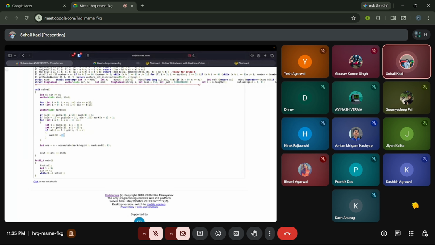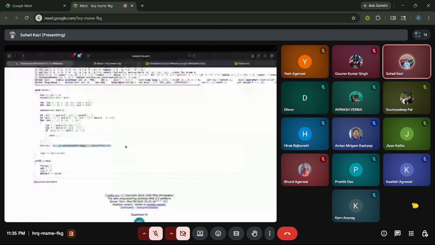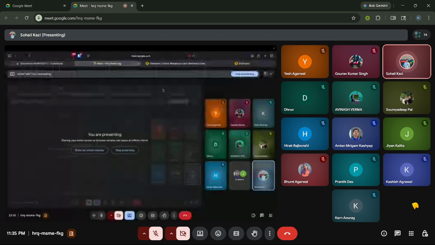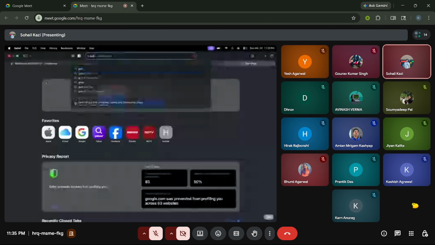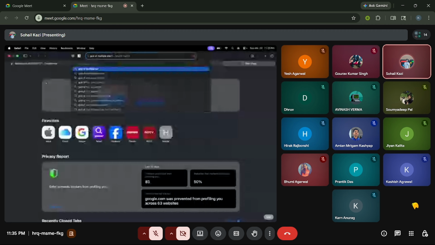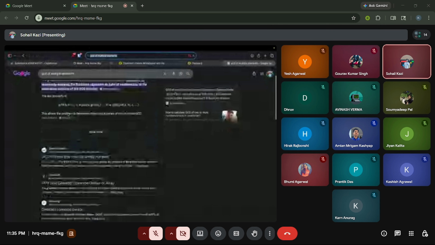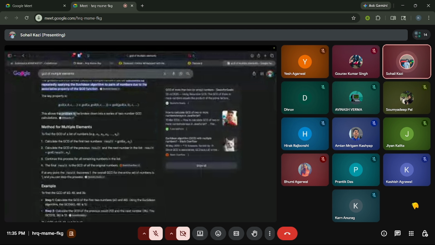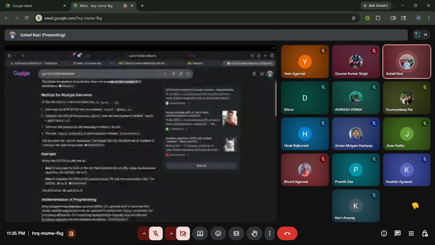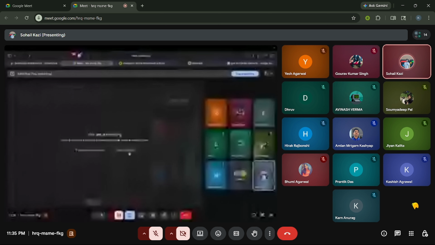If anyone has any doubt with the LCM GCD, how to prove the thing, you can find out that proof actually. GCD of multiple elements. This is the actual statement you can use. Any GCD of multiple consecutive elements can be broken down into a series of two-number GCD calculations. You can look up the proof later. Yeah, but that's it. If anyone has any questions, I can answer them.